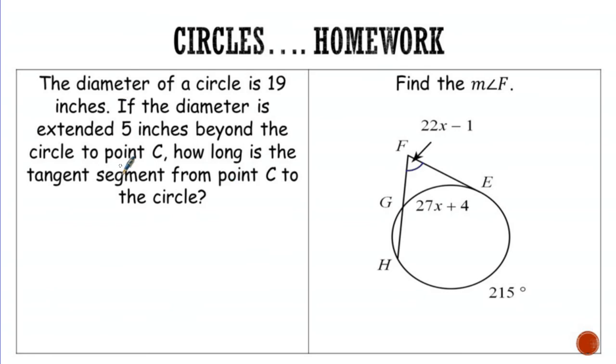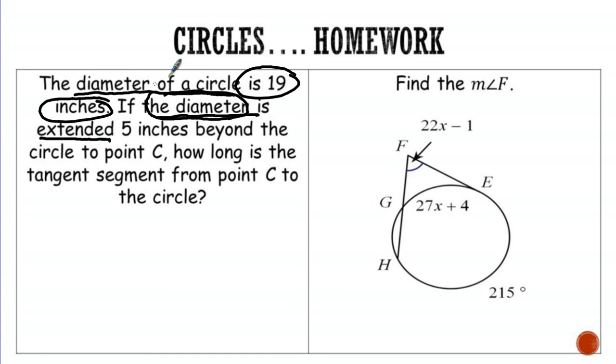It says the diameter of a circle is 19 inches, so we're underlining. This diameter is 19 inches. And then it says in the next one, the diameter is extended. So this is about the diameter. And what about the diameter? It's extended 5 inches beyond the circle to make point C. So all of this right here is important. So this is what it's telling me about the diameter being extended.